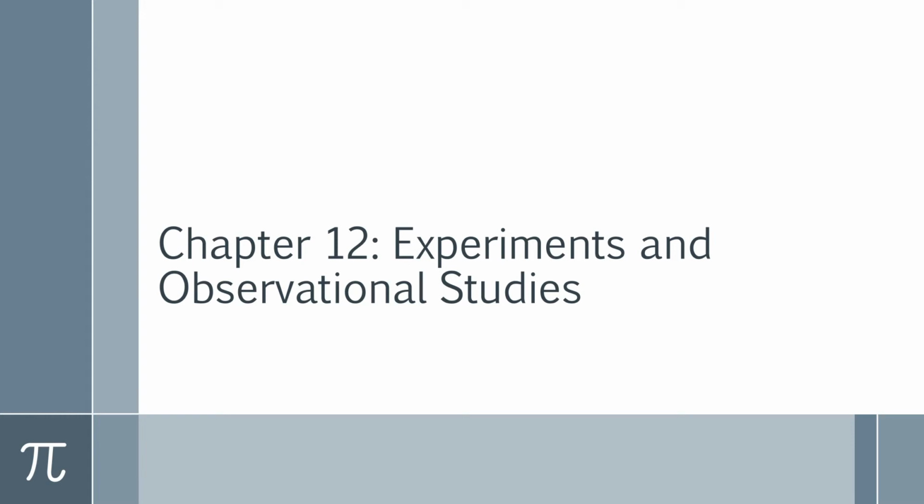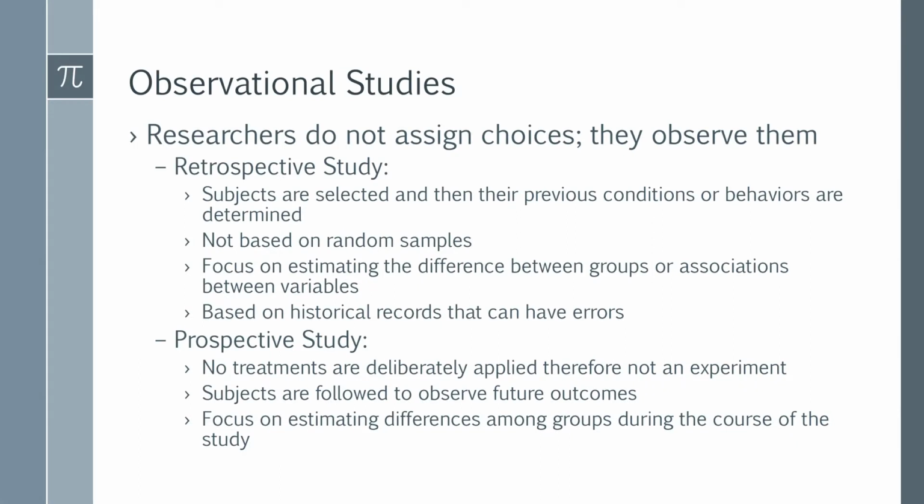Chapter 12, Experiments and Observational Studies. In observational studies, researchers do not assign choices, they observe them. In a retrospective study, subjects are selected and then their previous conditions or behaviors are determined.